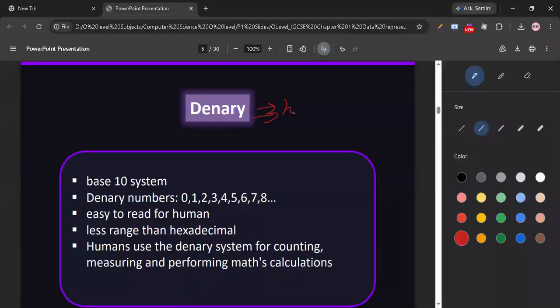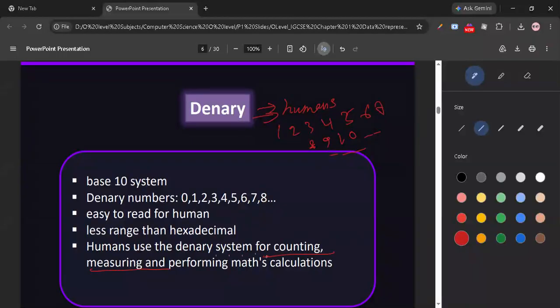Denary numbers are for the human system, because 1, 2, 3, 4, 5, 6, 7, 8, 9, 10 are all for human things. So 1 plus 1 is 2, 2 plus 2 is 4. Whenever we are counting or measuring or performing any maths, that time we are using this.